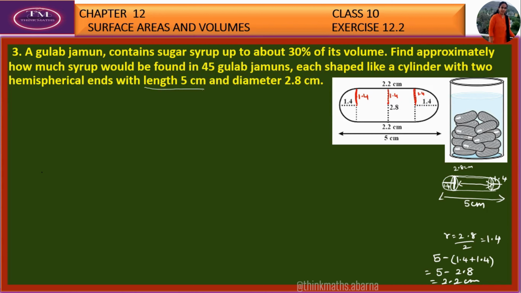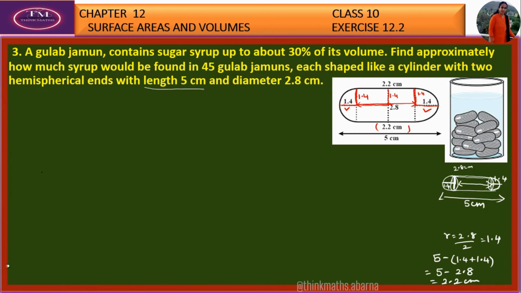If we draw a line in this way from the center to the hemisphere, this is also the radius. So this value will be 1.4 and this is also 1.4. Now we have to get the height of the cylinder. How will this value be? It is nothing but from the total length 5, we have to take out these lengths 1.4 and 1.4. So it will be 2.2 centimeter. Okay, children, I hope you can understand this.